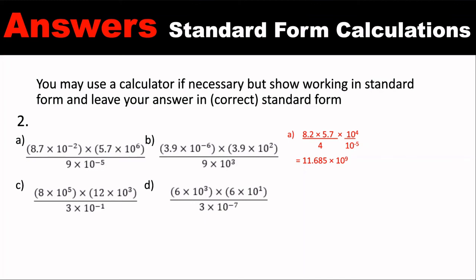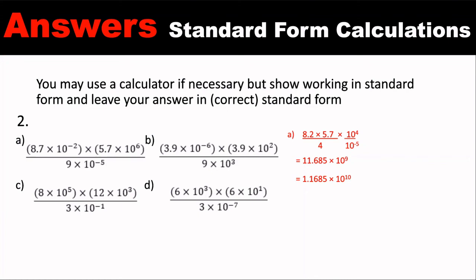but that's not standard form. No, standard form has to be some value between 1 and 10 multiplied by some base 10 value. 11.685 is not a value between 1 and 10. So if I'm going to shift that decimal place one place over, I need to multiply that by an extra 10 to put the decimal place where it belongs in the expanded form.